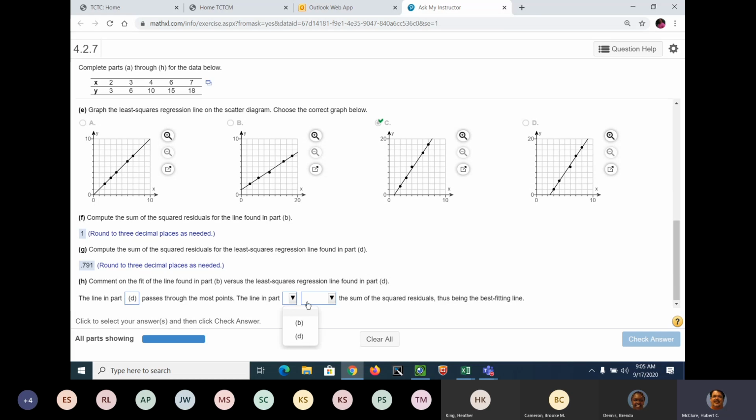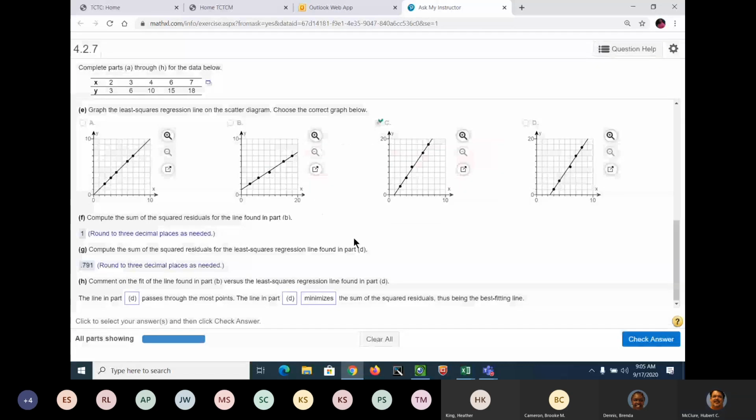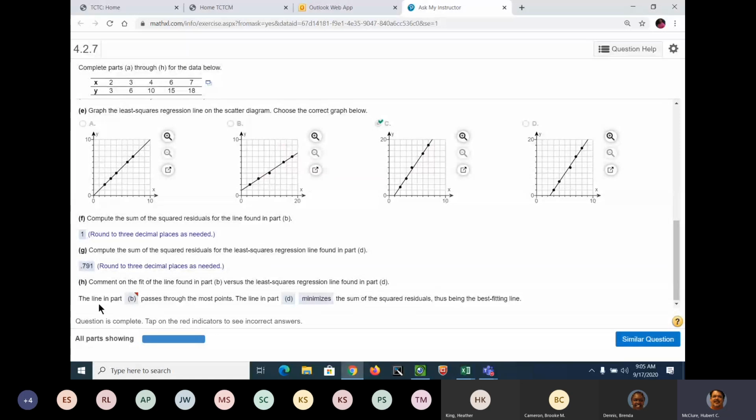The line in part... I would say part D minimizes the sum of the square residuals. Now I may get it totally wrong. I have no idea what they're asking. Oh, I got that right. I got this wrong. The line in part, well, I meant part D. I'm sorry. Oh, it says the line in part B passes through the most points. So the line in part D minimizes, okay.